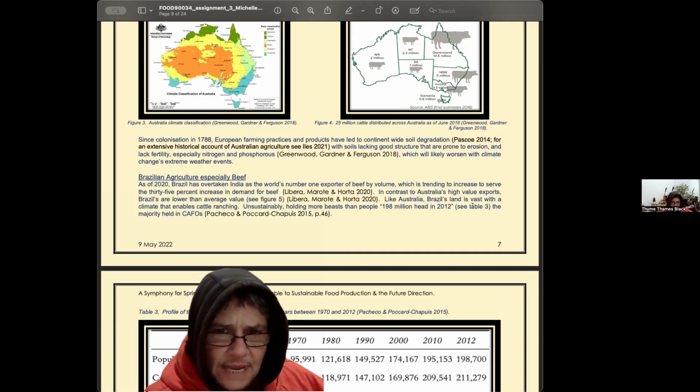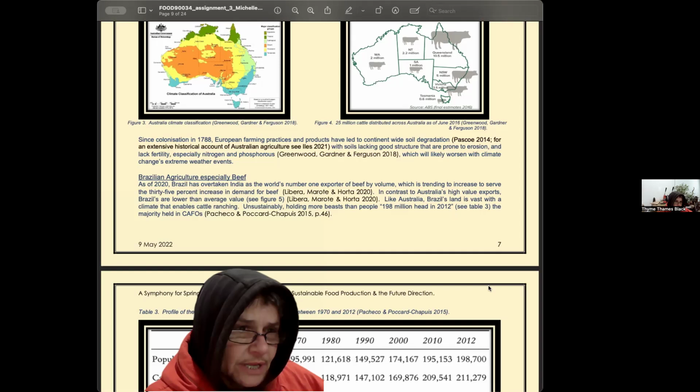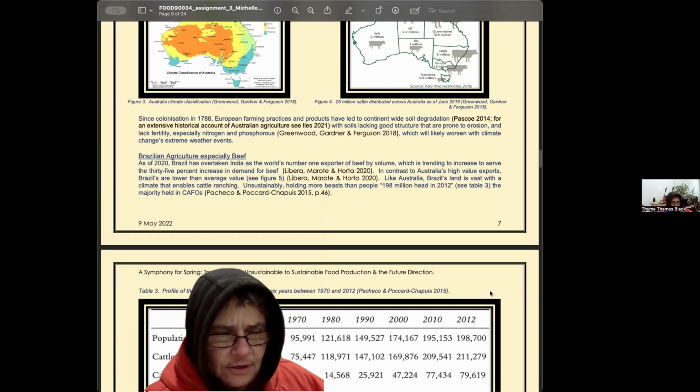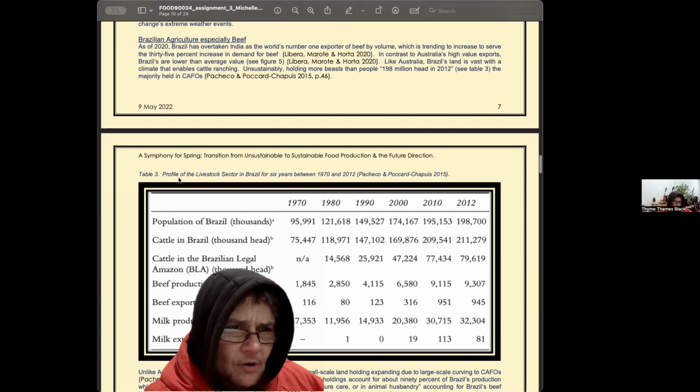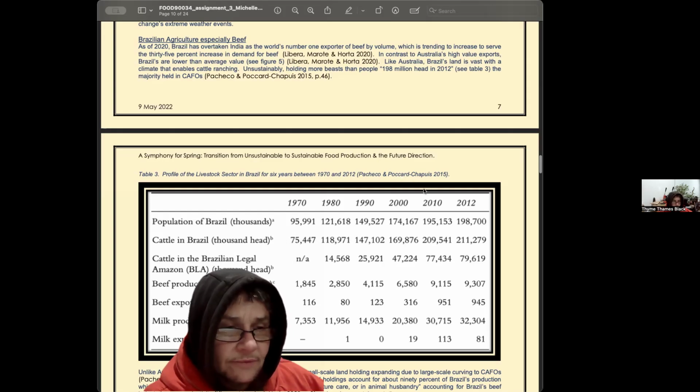Like Australia, Brazil's land is vast with a climate that enables cattle ranching, unsustainably holding more beasts than people. 198 million head in 2012, see table 3. The majority held in CAFOs, concentrated animal feeding operations. Table 3, profile of the livestock sector in Brazil for six years between 1970 to 2012. Pacheco and Poccard, 2015.